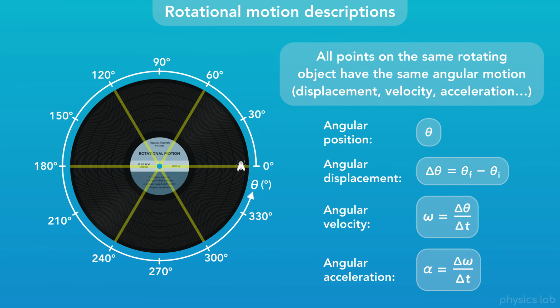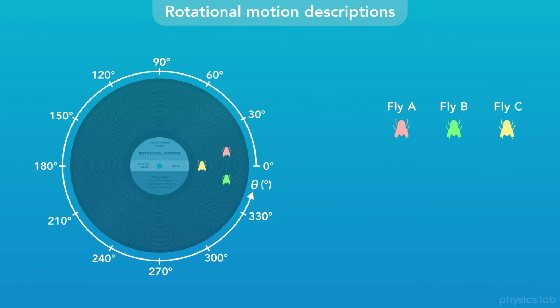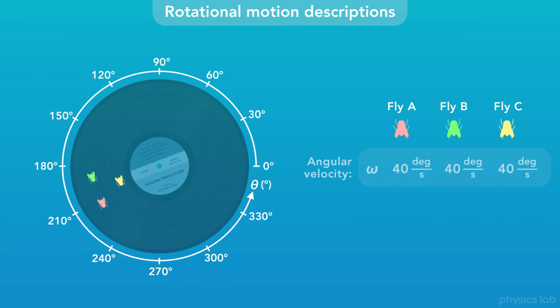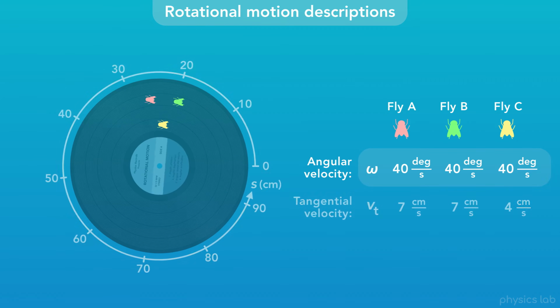As an example, now we have 3 flies on this record. Because the flies are all on the same rotating object, they all have the same angular velocity as the record itself. Fly A and B also have the same tangential velocity as each other, but fly C has a slower tangential velocity. Why is that? It's like the example with the cars.